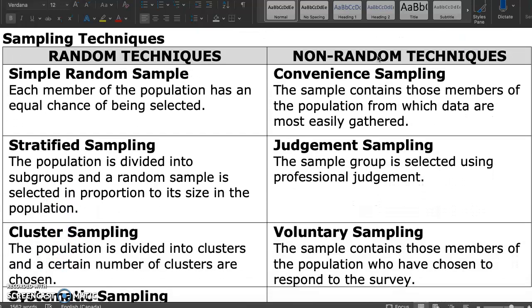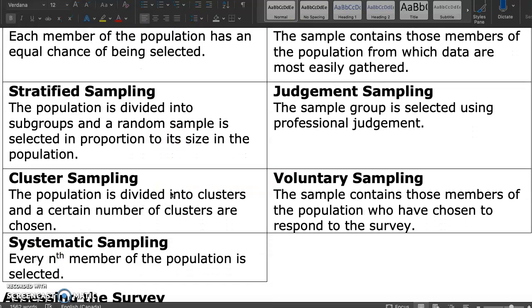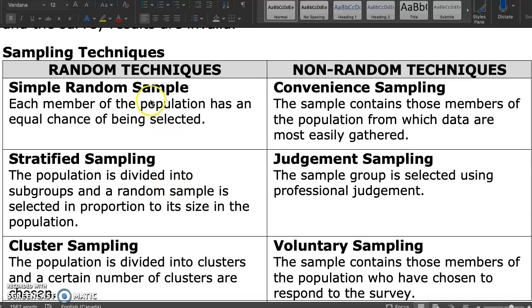We're going to discuss the different types of sampling techniques, and there are many, but they fall into two categories: random techniques and non-random techniques. In a simple random sample, each member of the population has an equal chance of being selected. You could think of this as drawing a name from a hat in a class. Everyone has an equally likely chance of being selected.